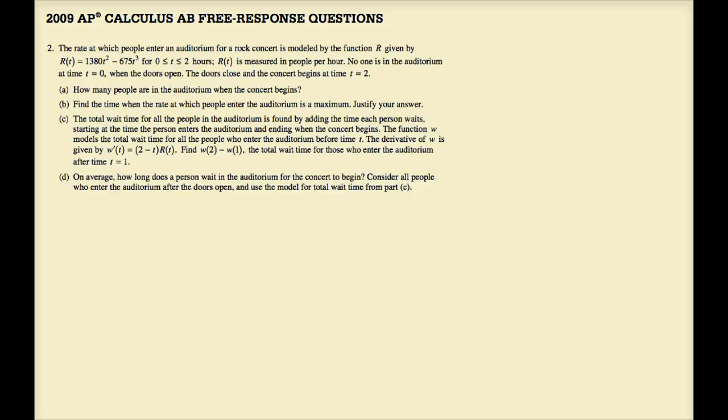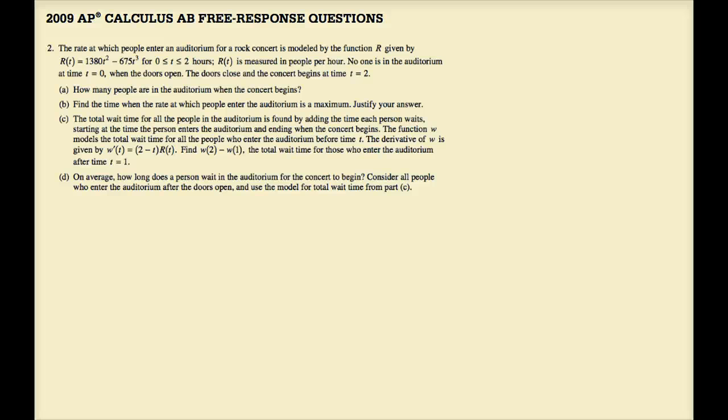people enter an auditorium for a rock concert is modeled by the function R, given by R of t equals 1380 t squared minus 675 t cubed for 0 less than or equal to t less than or equal to 2 hours. R of t is measured in people per hour. No one is in the auditorium at time t equals 0 when the doors open. The doors close and the concert begins at time t equals 2.